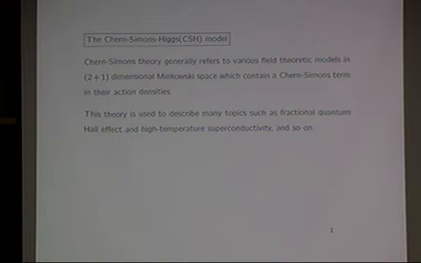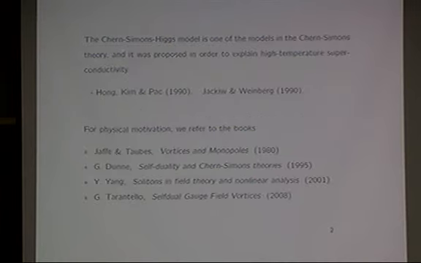So there are many theoretical models in this theory, and the Chern-Simons-Higgs model is one of the simple models in the Chern-Simons theory, and it was proposed in 1990 by two independent research groups in order to explain high temperature superconductivity. For physical motivations, I would like to recommend these books, by Schaffenthaus, Gerald Dune, Yisong Yang, and Gabriella Tarantello.